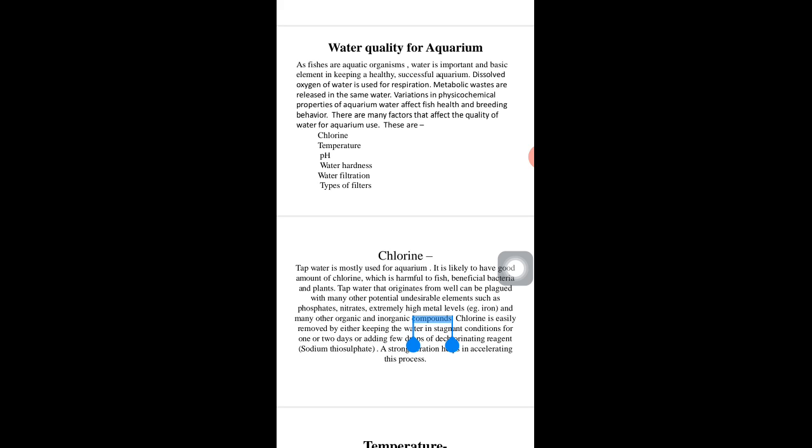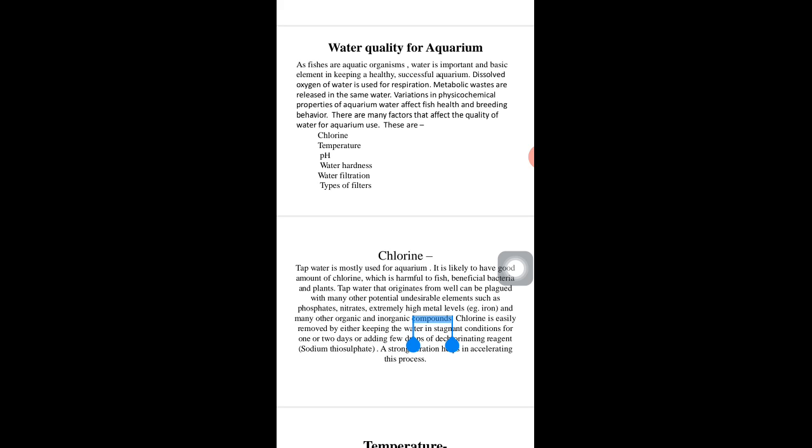Tap water that originates from well can be plagued with many other potential undesirable elements such as phosphates, nitrates, extremely high metal levels, for example iron, and many other organic and inorganic compounds. Chlorine is easily removed by either keeping the water in stagnant conditions for 1 or 2 days or adding a few drops of dechlorinating reagent, that is sodium thiosulfate. A strong aeration helps in accelerating this process.